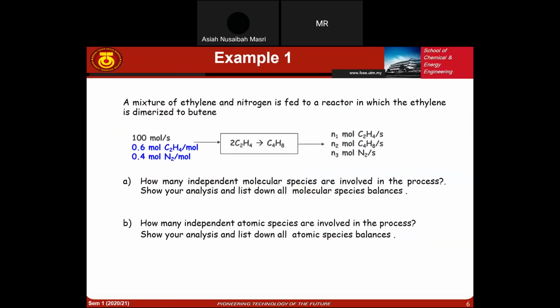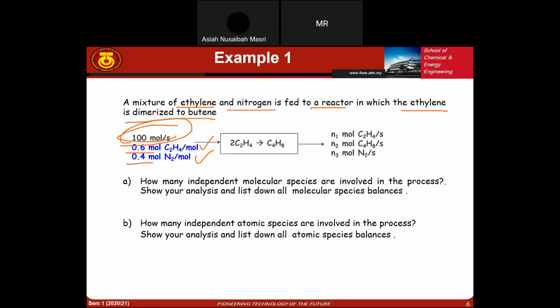Okay, let's see an example. Let's say a mixture of ethylene and nitrogen is fed to a reactor in which ethylene is dimerized to butene. So here we have an inlet of 100 mole per second. We have ethylene, 0.6 mole per mole C2H4. So that's the mole fraction. Then we have nitrogen, with mole fraction 0.4 mole N2 per mole, out of this 100 mole per second. And then it was fed into a reactor.